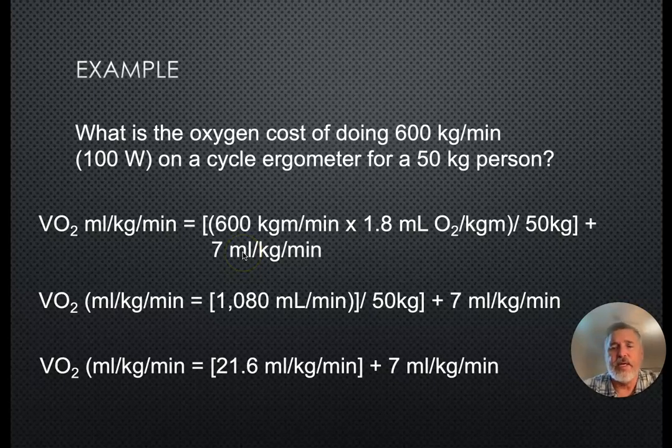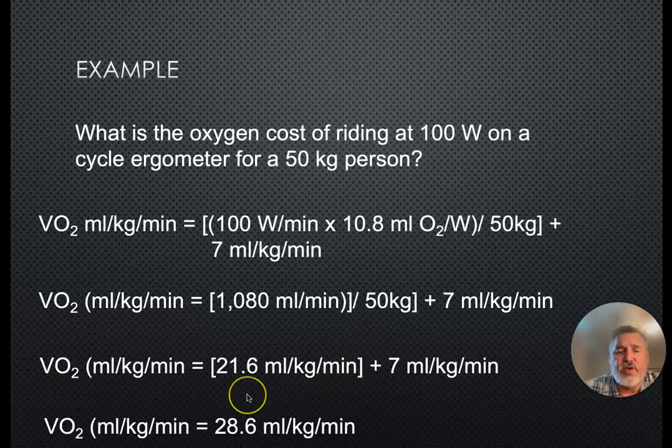How did I get 7 mL? It's rest, 3.5 mL per kg per minute, plus unloaded cycling, which is 3.5 mL per kg per minute. So when I multiply 600 times 1.8, I get 1,080. Then I'm going to divide that by the person's body mass, which is 50 kilograms, and then add 7 mL per kg per minute. When I take 1,080 and divide it by 50, I get 21.6 mL per kg per minute plus 7 mL per kg per minute. So the VO2 is 28.6 mL per kg per minute.